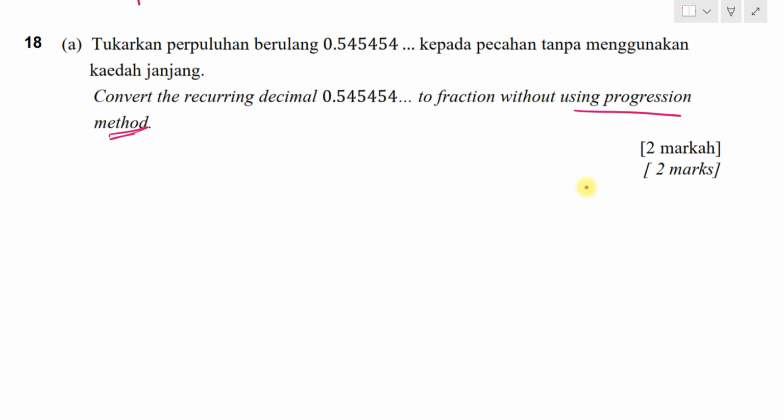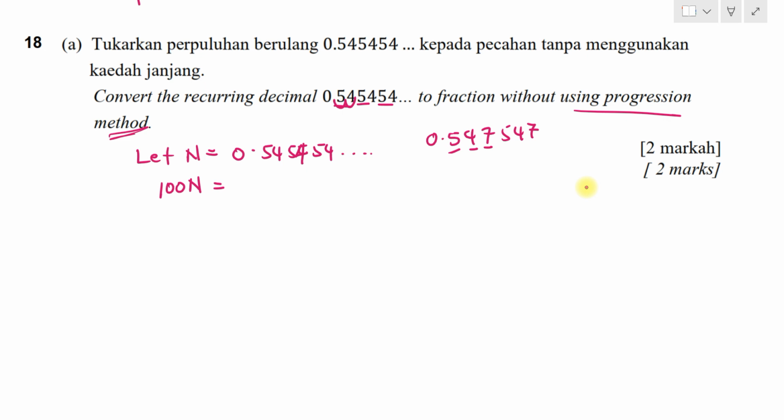So we got 0.545454. So you're repeating 2 digit by 2 digit by 2 digit. Okay, so what we're going to do is let n equal to 0.545454 and so on. Okay, then multiply this n with 100. Why I choose 100? Because it repeats 2 digits, 2 digits, 2 digits like that. So 2 digits means 2 zeros, so I put 100. If it is repeated like 0.547547, then it has 3 repeating digits, right? So I will multiply by 1000.